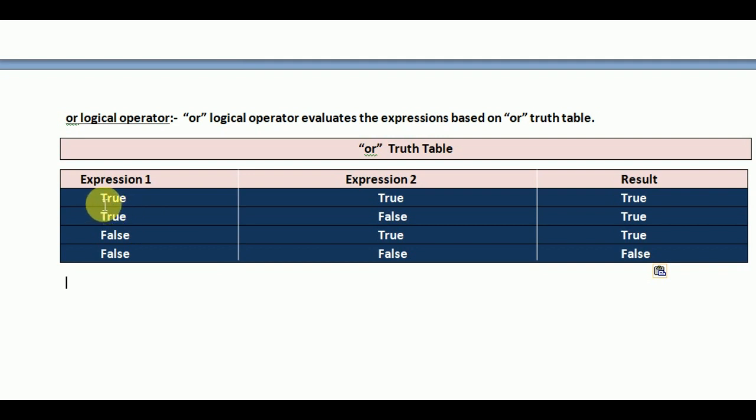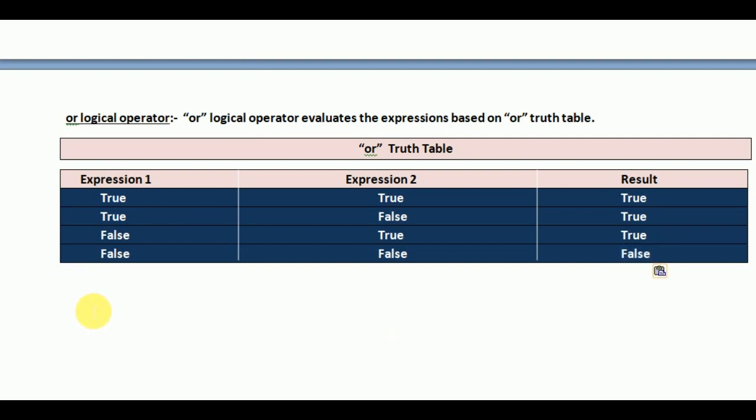In this, if any one expression is true, then the result will be true. Expression 1 is true, expression 2 is true, then the result is true. Expression 1 is true, expression 2 is false, then the result is true. Expression 1 is false, expression 2 is true, then the result is true. Expression 1 is false, expression 2 is false, then the result will be false.